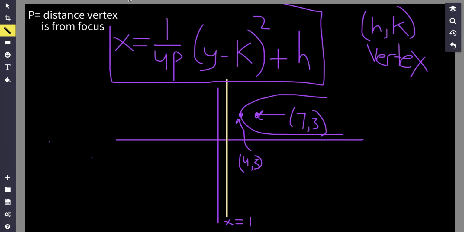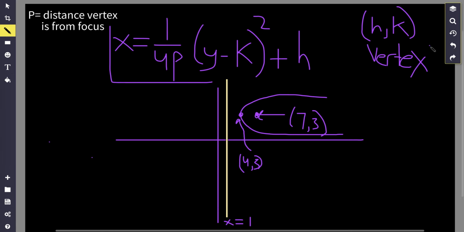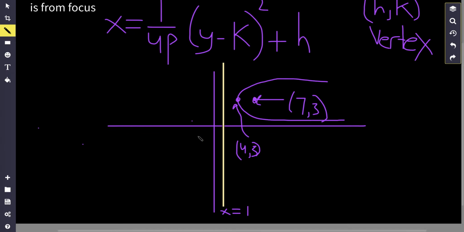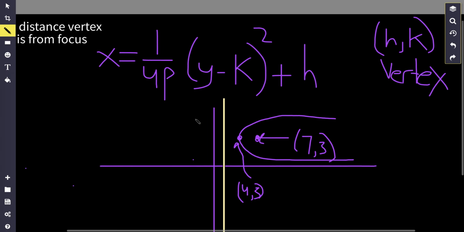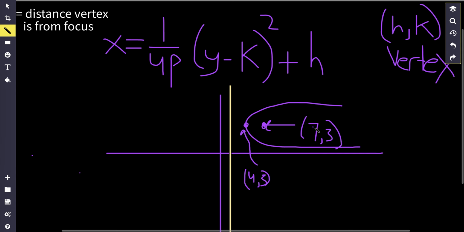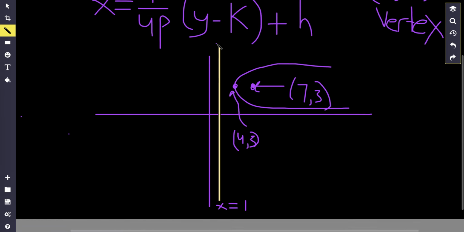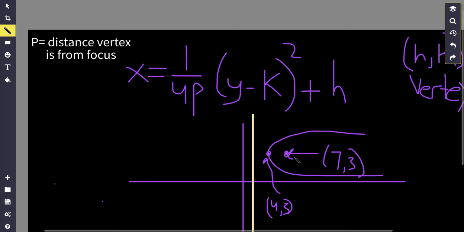So once again, this is another formula you have to memorize. Very similar to the first formula that we did, but this time it's x equals 1/4p times y minus k squared plus h, where h comma k is the vertex of your graph, and p once again is just the distance the vertex is from the focus. So one example of how you would apply this formula is, let's say we have a focus at 7, 3, we have our vertex at 4, 3, directrix at x equals 1, and we want to find out the equation of this parabola.